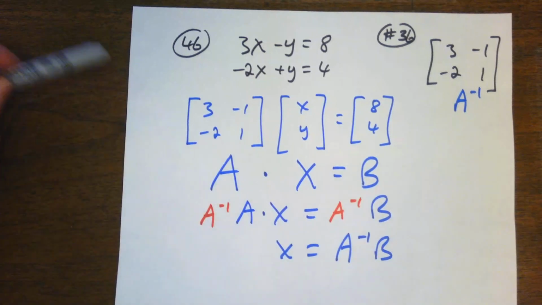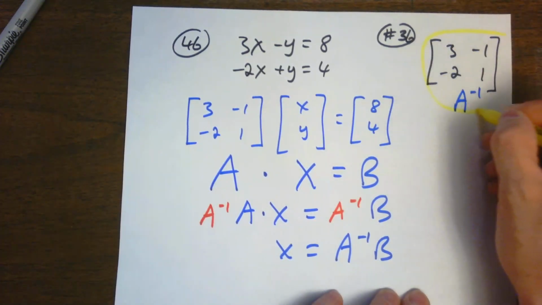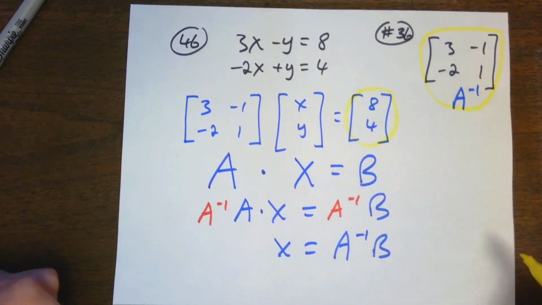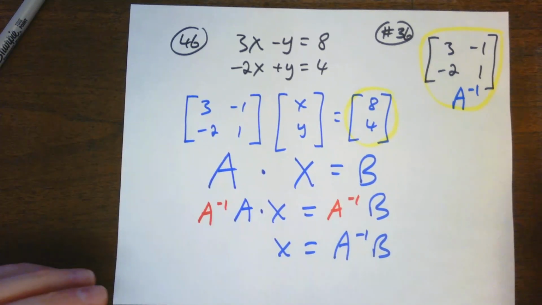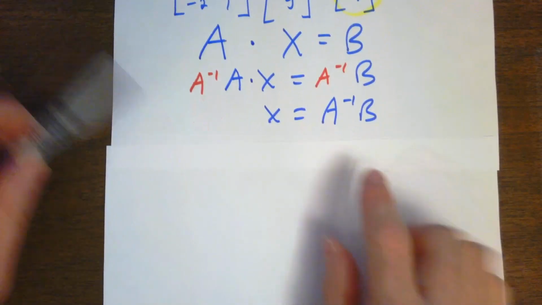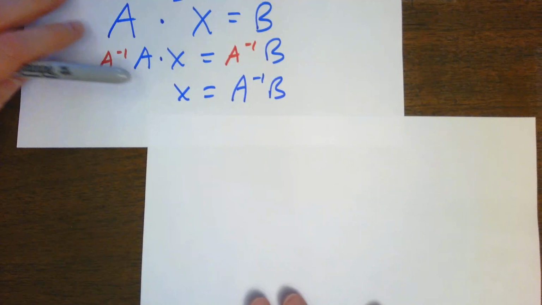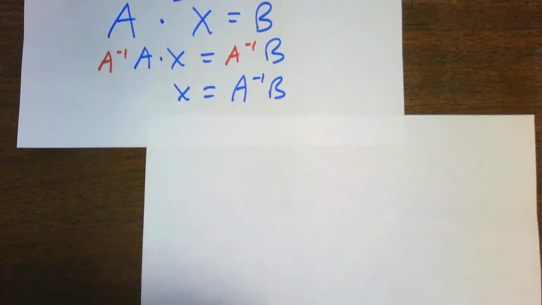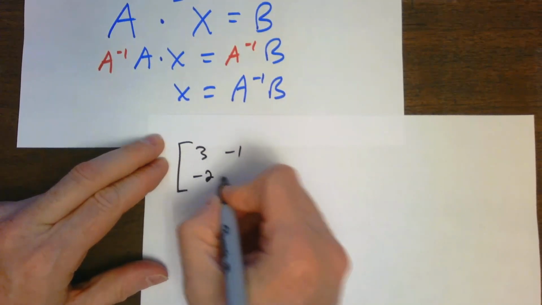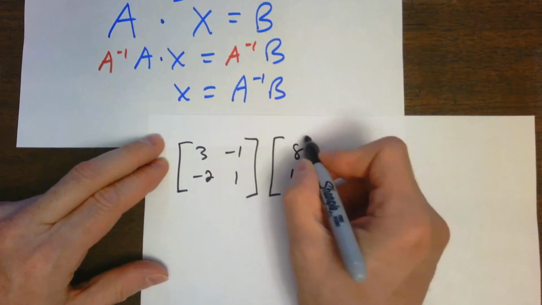The matrices that I'm interested in are the inverse of matrix A and the constant matrix. I have to multiply those two together. And when I do, I should get my solution. Let's see how this is going to work. So the inverse of A times B. Well, the inverse of A was matrix 3, negative 1, negative 2, 1. Matrix B was the constant matrix of 8 and 4.